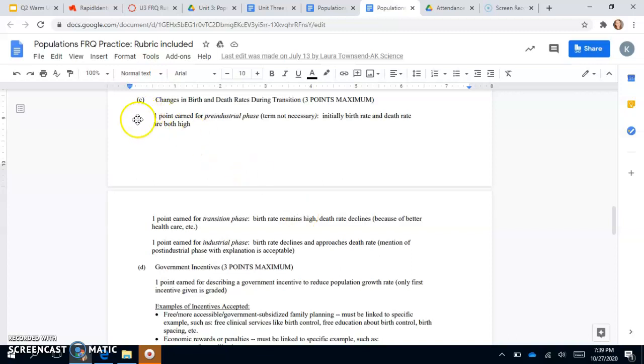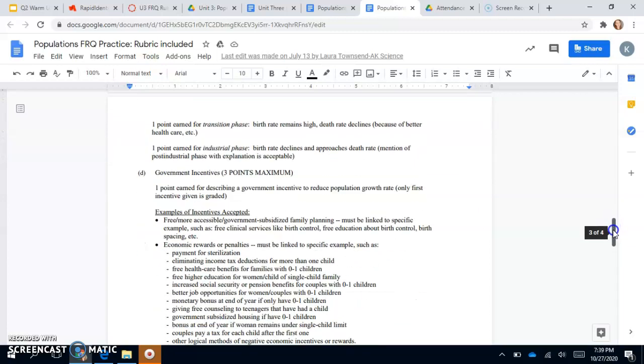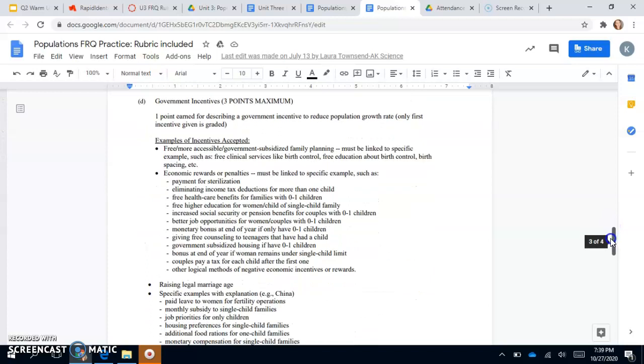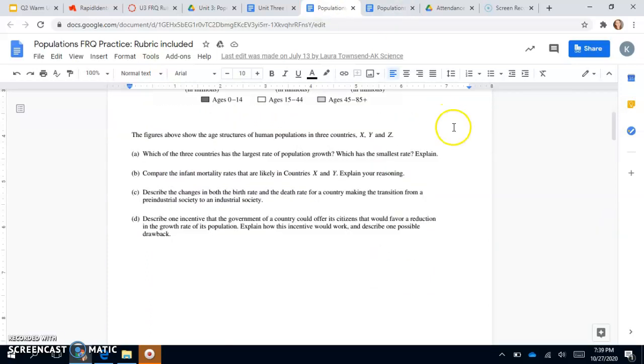So for this one, you're basically just describing what happens in each phase of the demographic transition. So you're just kind of describing what's happening to those birth and those death rates. This would be an area where if you needed to draw it out, so like if you needed to draw a demographic transition to help you kind of visualize it and explain it, that would be okay. They won't accept a drawing, but it can help you kind of explain your reasoning. And then D, finally, it says describe one incentive that the government of a country could offer its citizens that would favor a reduction in the growth rate of its population.